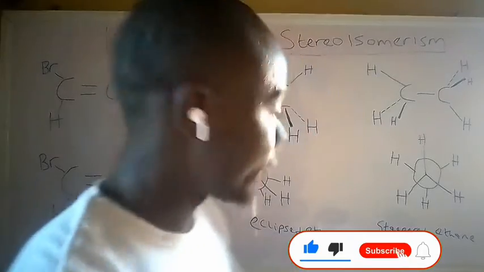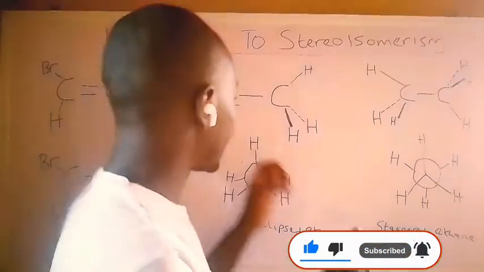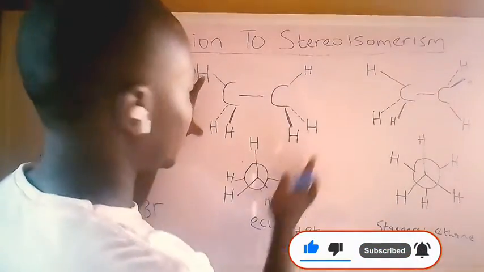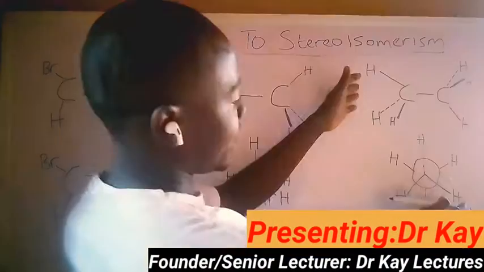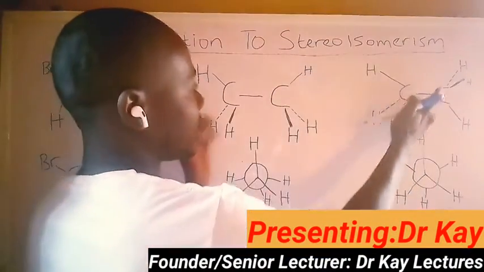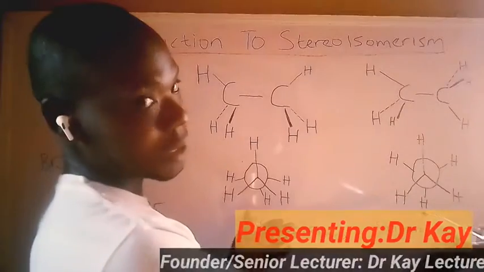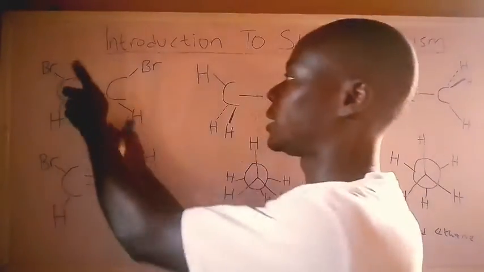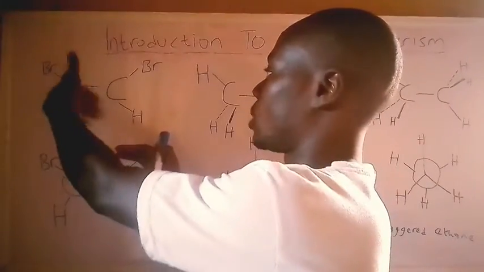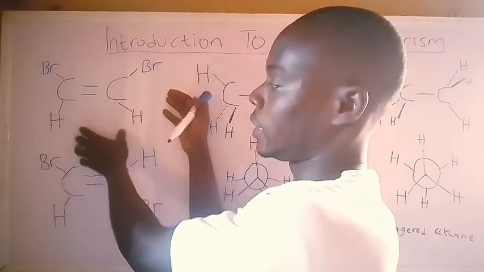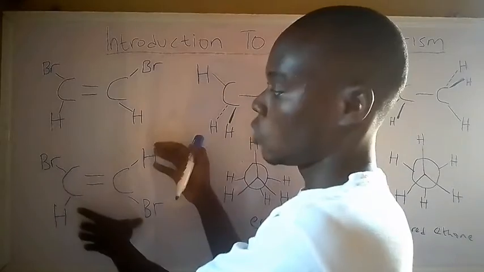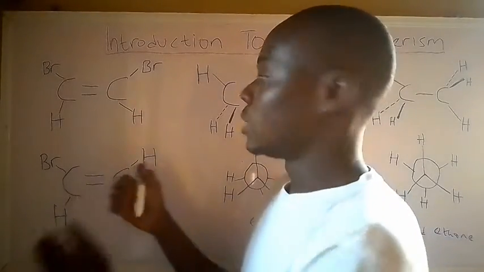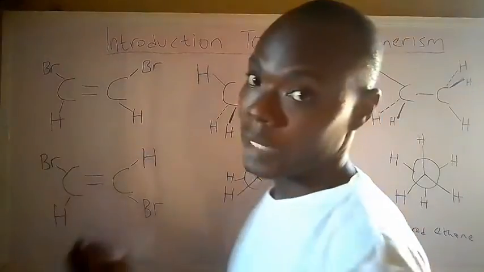Now look, I have some examples here. This is eclipsed ethane, while this is staggered ethane. These two are both stereoisomers. Here also I have cis 1,2-dibromoethene and trans 1,2-dibromoethene. They are both stereoisomers.